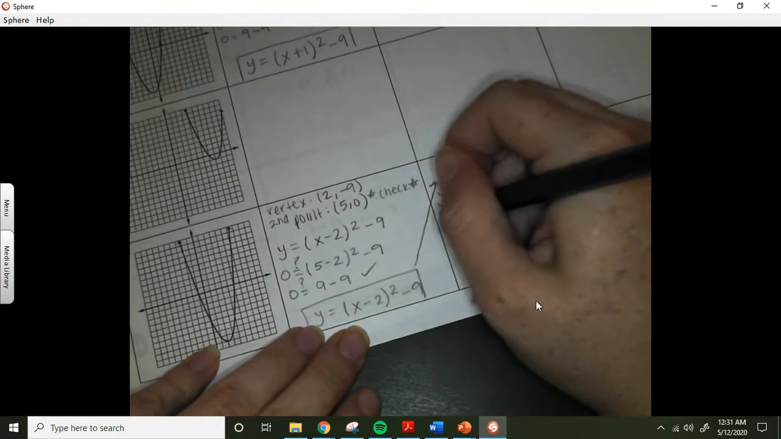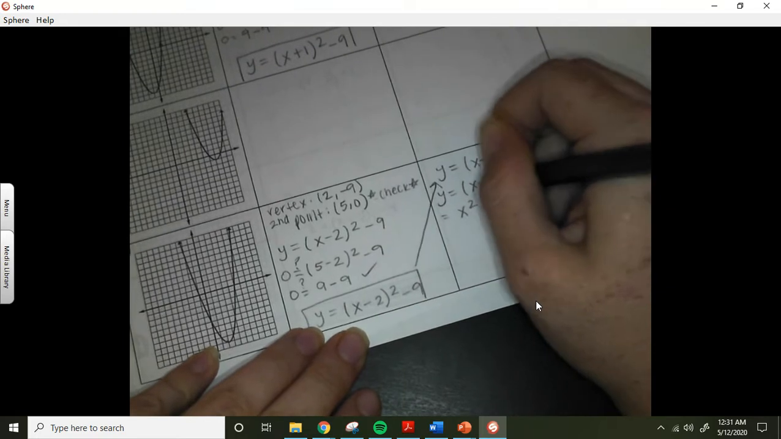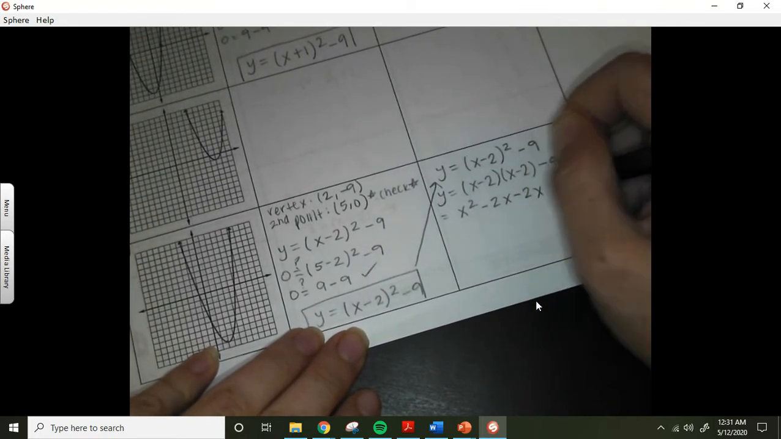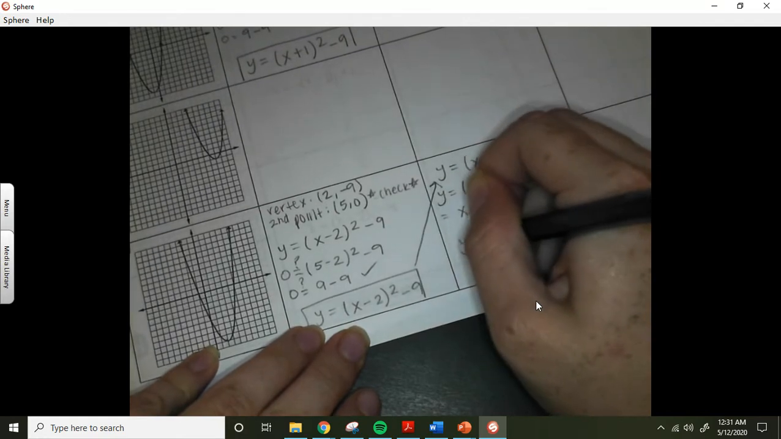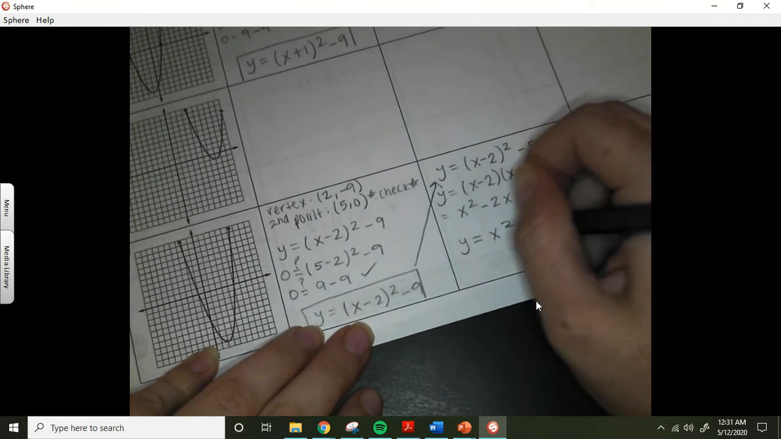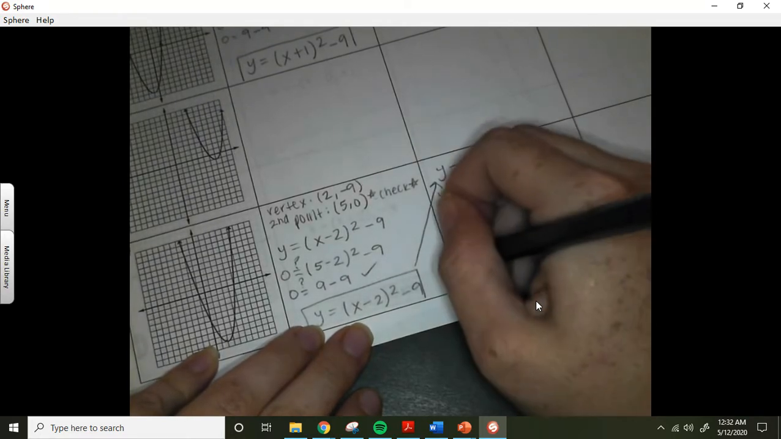So x times x is x squared. x times negative 2 is negative 2x. Negative 2 times x is also negative 2x, plus 4 minus 9. So standard form is y equals x squared minus 4x minus 5.